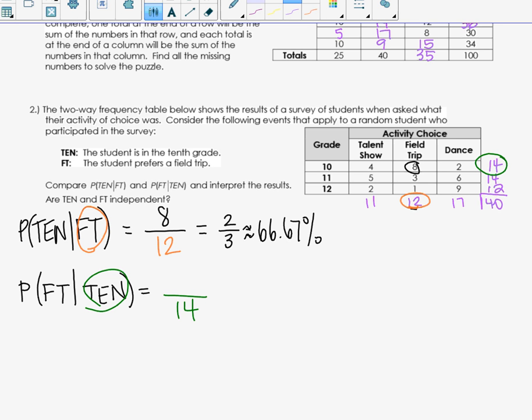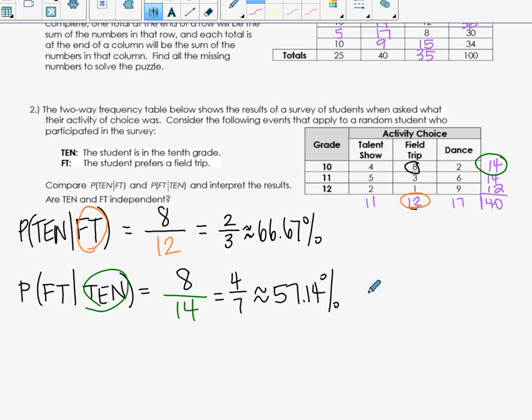Okay. Out of those 14 people, how many like field trips? It's still 8. Remember, your numerator shouldn't change when you're comparing the same two things, but flipping your sample space. Okay. So 8 out of 14 is 4 out of 7, would get you a percent of about 57.14.